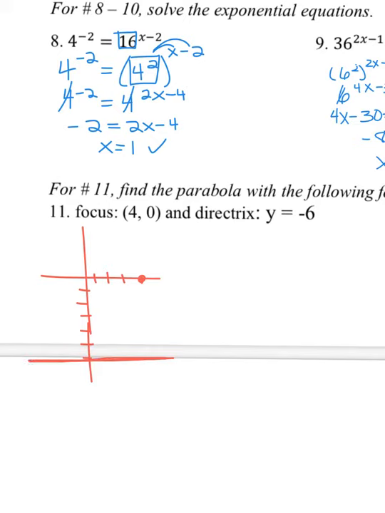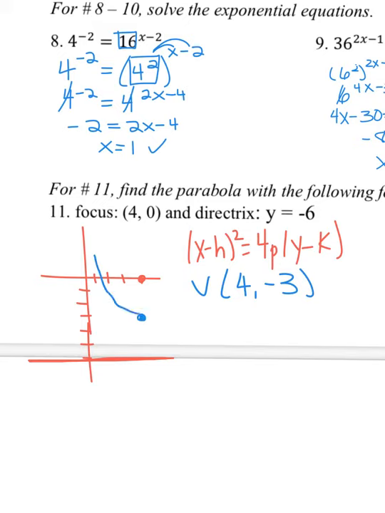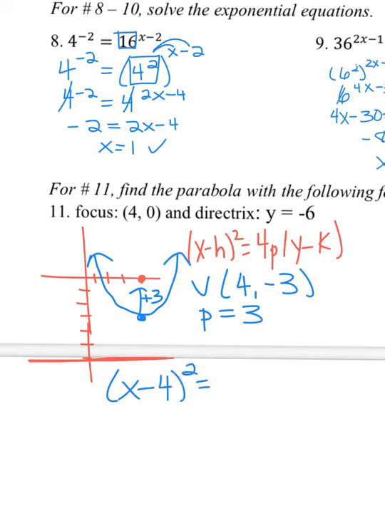Okay, so parabola x minus h squared equals 4 times p times y minus k. H comma k is your vertex. It's directly in the middle of these two. So this is 6 apart, so 3 is in the middle. So the vertex is going to be 4, negative 3. This is going to be concave up because it has to hug your focus. And then you are going up 3, which means that your p-value is 3. So your equation is x minus 4 squared equals 12 times y plus 3.